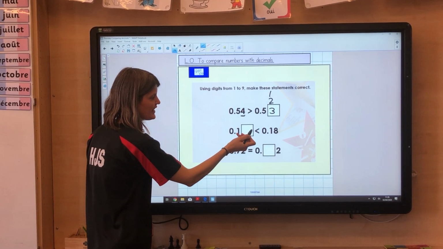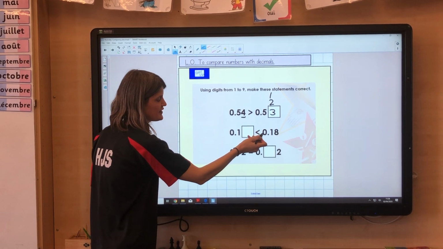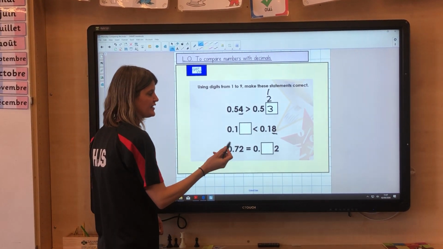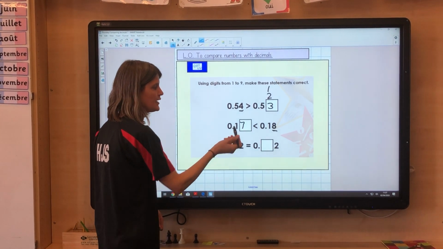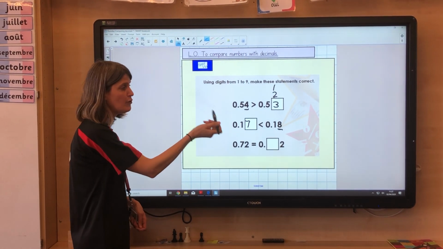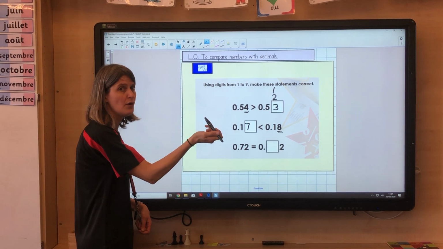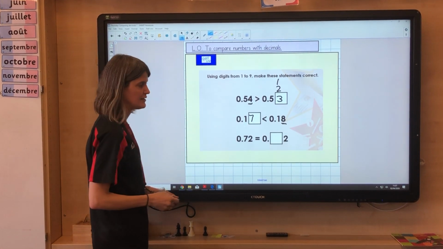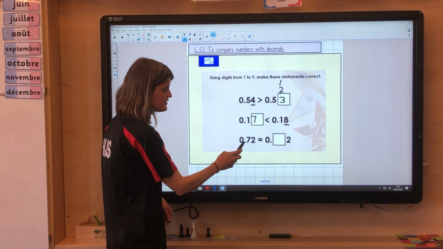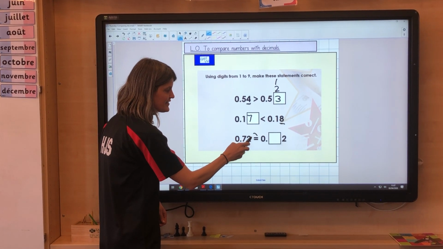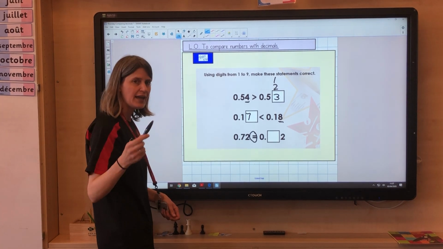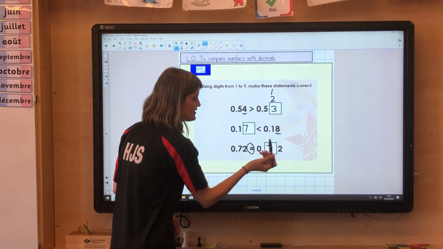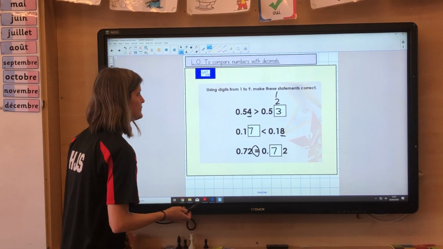0.1 something is smaller than 0.18. So I'm looking for a hundredths digit that's smaller than 8. It could be 7, it could be 6, 5, 4, 3, 2, 1. Not 0, because technically you wouldn't write a 0 there. 0.72 is the same as. There can only be one value that goes in my tenths column. It can only be 7 for it to be the same as.